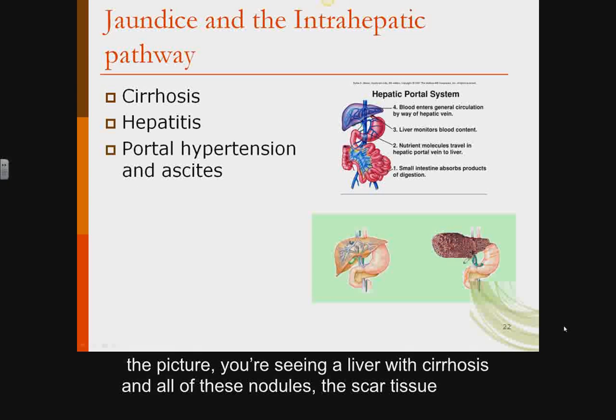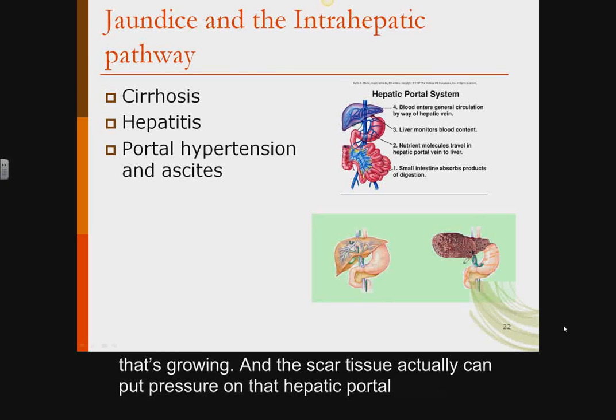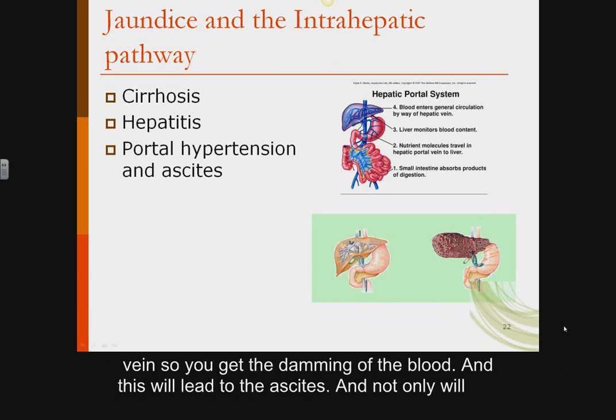Now on the bottom right side of the picture, you're seeing a liver with cirrhosis and all these nodules, the scar tissue that's growing. And the scar tissue can put pressure on the hepatic portal vein, so you get damming of the blood, and this will lead to the ascites.